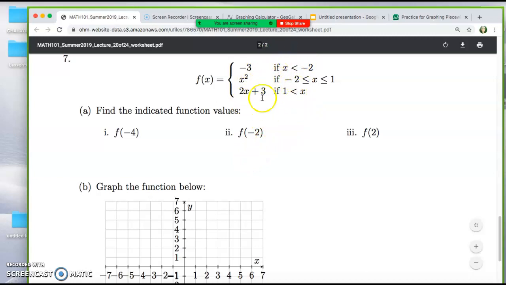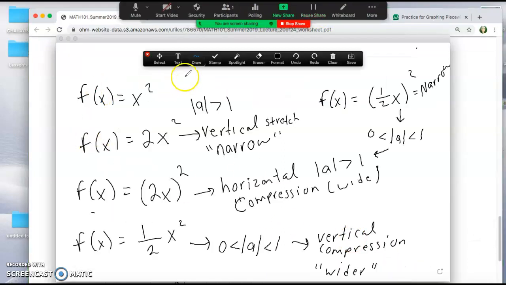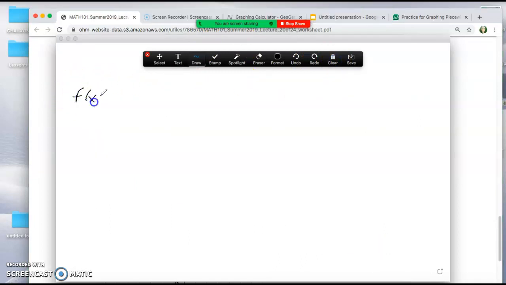piecewise function. Now again, this is called a piecewise function because we're graphing pieces of each function. We're not graphing the whole graph of -3. We're not graphing the whole graph of x squared. We're only graphing pieces of x squared, and that piece is where x is between 1 and -2. So let's go ahead and work on that. Okay, so we have our piecewise function, f of x equals -3 if x is less than -2.